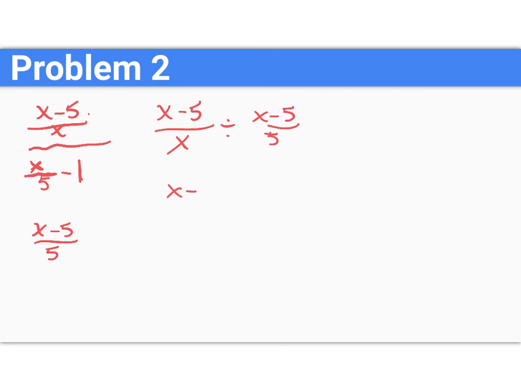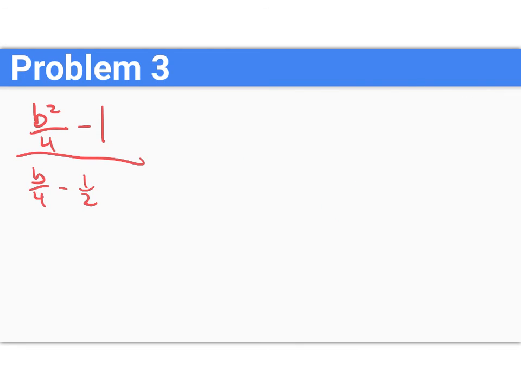Oh, look at this. X minus 5 over x times flip, change, and flip 5 over x minus 5. The x minus 5's cancel out. We're left with 5 over x. Boom. Easy breezy, lemon squeezy. So I hope you got that one. These look harder than they are. You just had to take your time and be persistent and just work through your fraction rules.